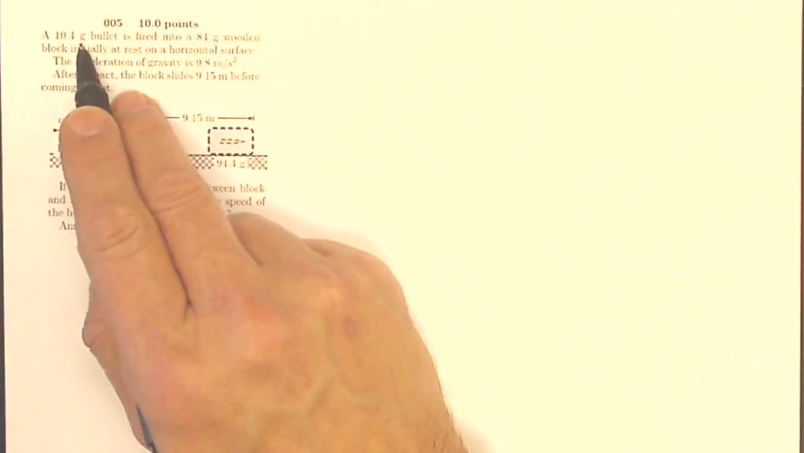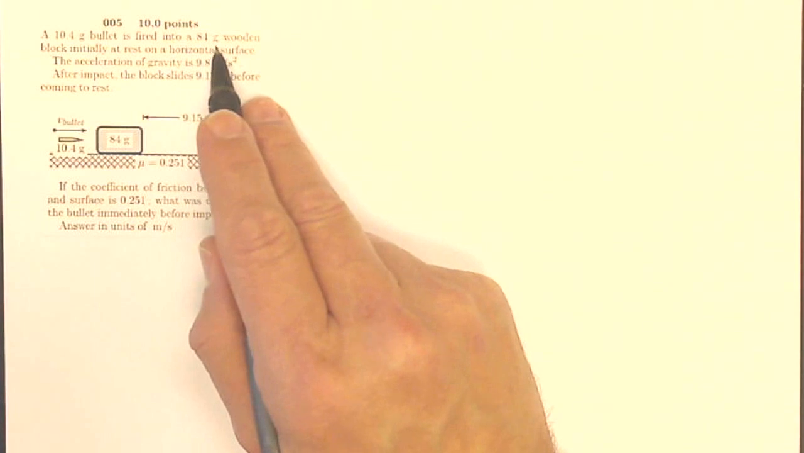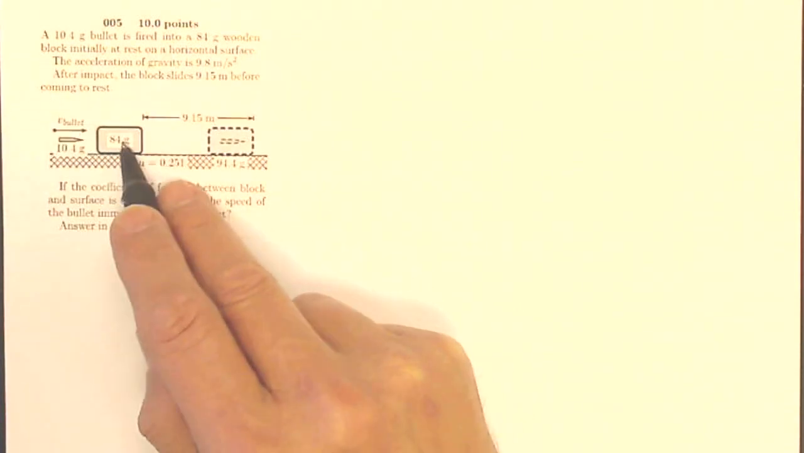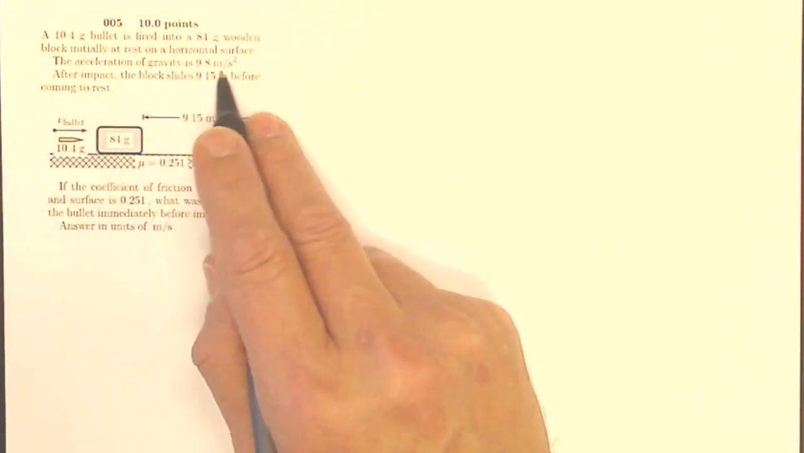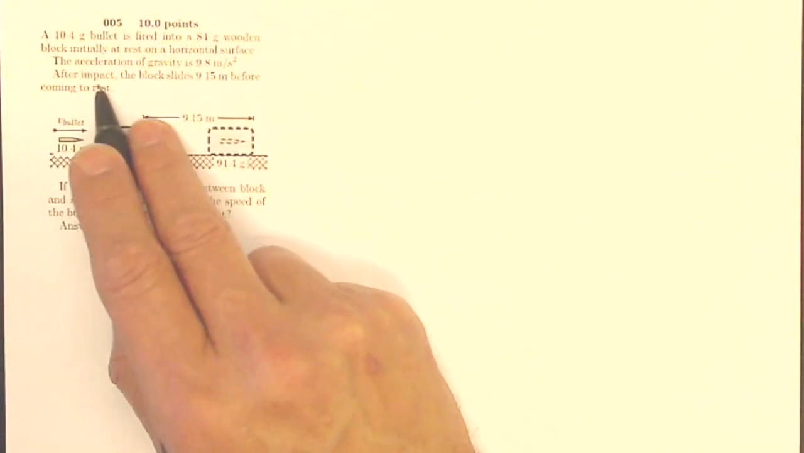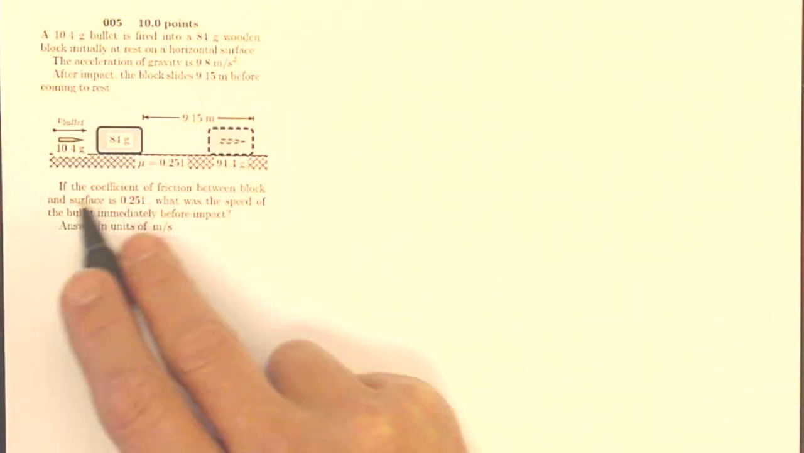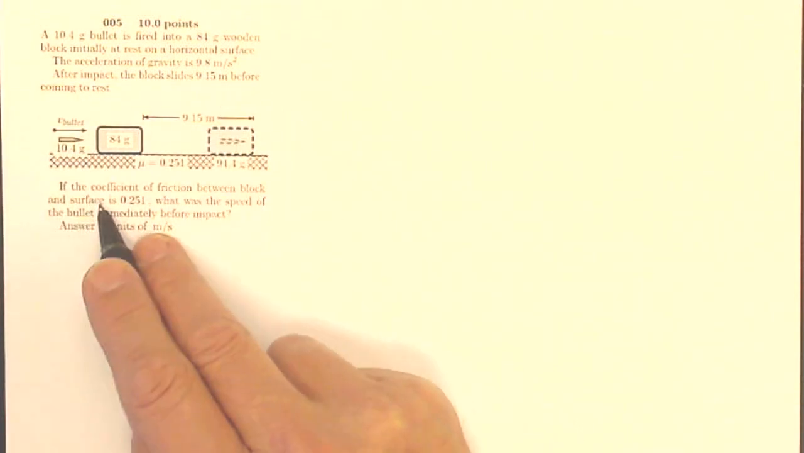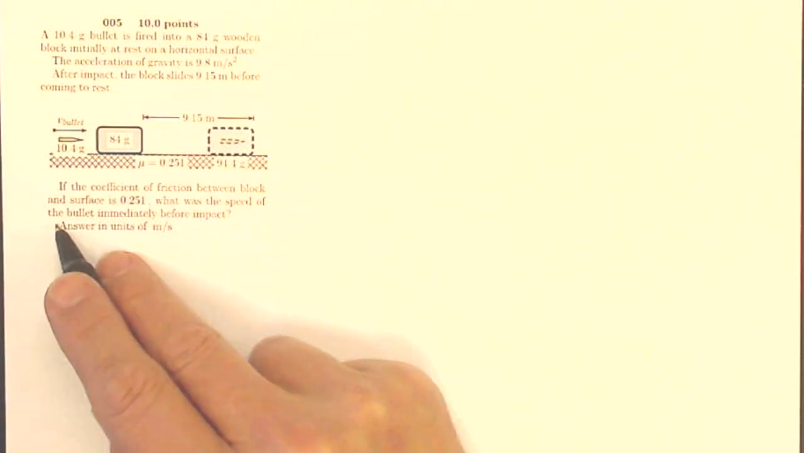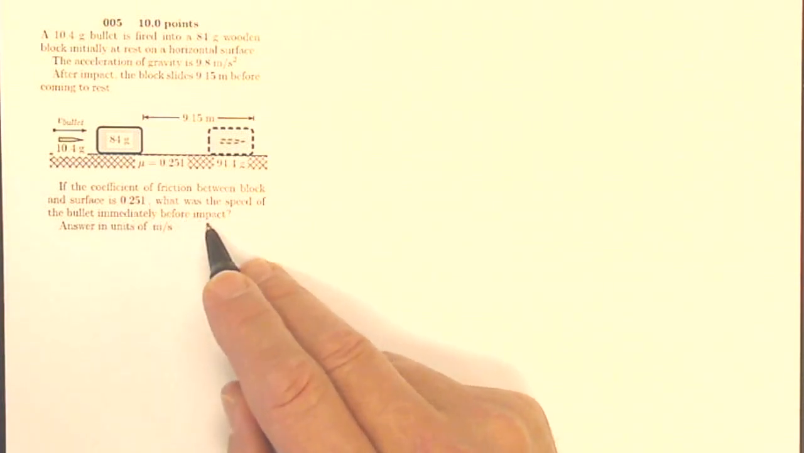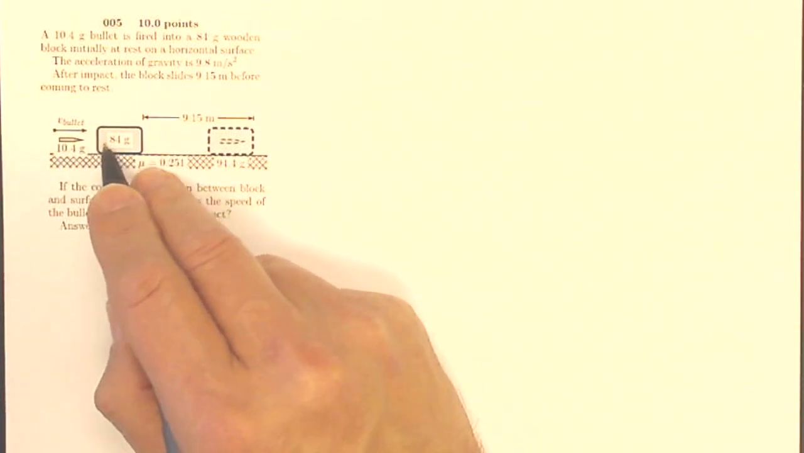A 10.4 gram bullet, make sure you put that into kilograms, is fired into an 84 gram wooden block, again I want kilograms, initially at rest on a horizontal surface. The acceleration of gravity is 9.8 meters per second squared. After impact, the block slides 9.15 meters before coming to rest. If the coefficient of friction between the block and the surface is 0.251, what was the speed of the bullet immediately before impact? So what I have here is a bullet that slams into a block.